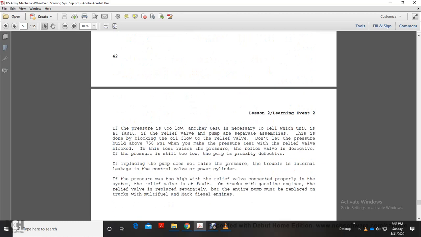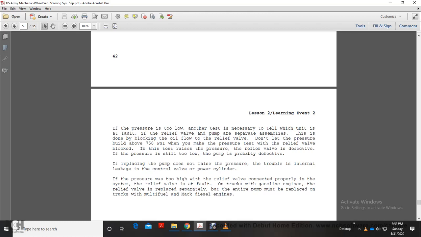If the pressure is too low, another test is necessary to tell which unit has the fault: the relief valve or the pump as a separate assembly. This is done by blocking the oil flow through the relief valve so that it does not let the pressure build up above 750 psi. When you make the pressure test with the relief valve blocked, if the pressure is raised, the relief valve is defective. If the pressure is still low, the pump is probably defective.